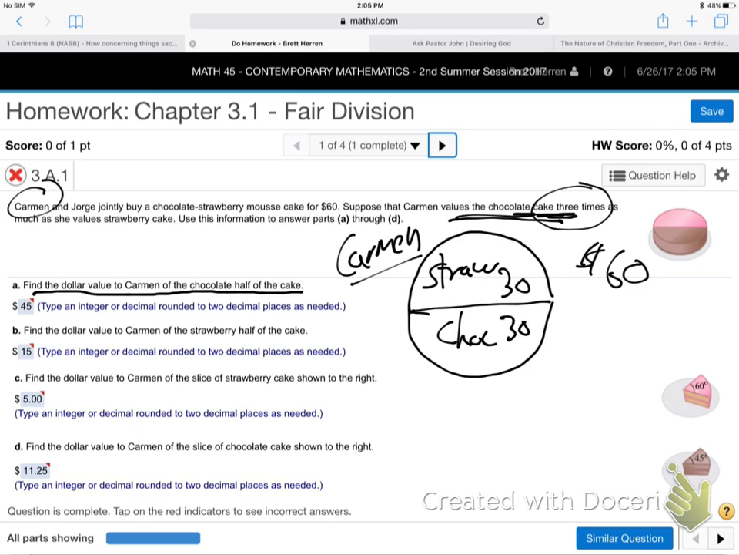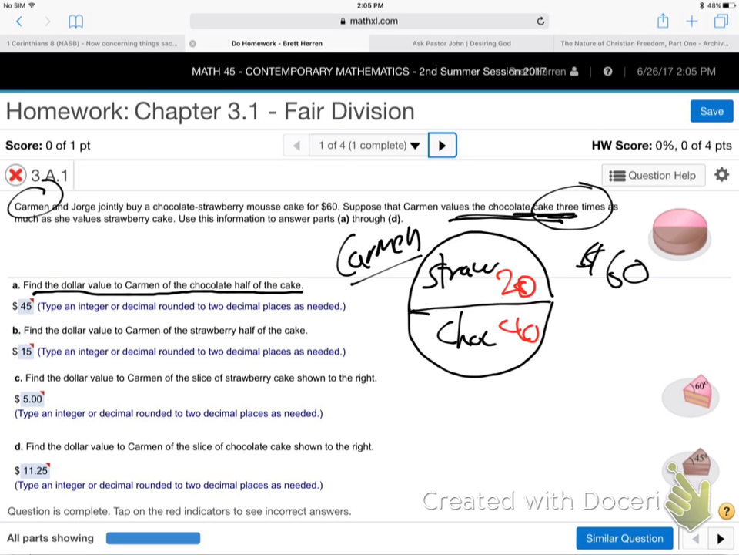Well, what does she think then? It's 60 total. Well, what is it? It's not 30-30. What is it? Anybody know? Is it 20-40? Would that be right? That's $60 total. But that would be valuing chocolate how many times as much as strawberry? Is twice as much? Isn't that chocolate worth twice as much?